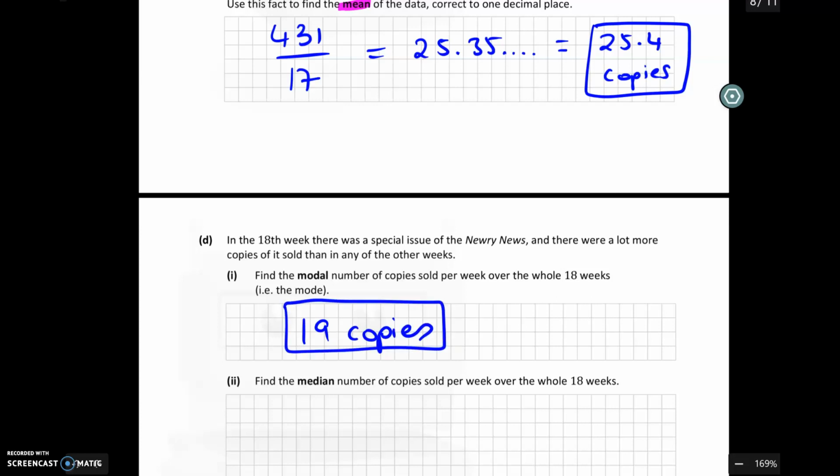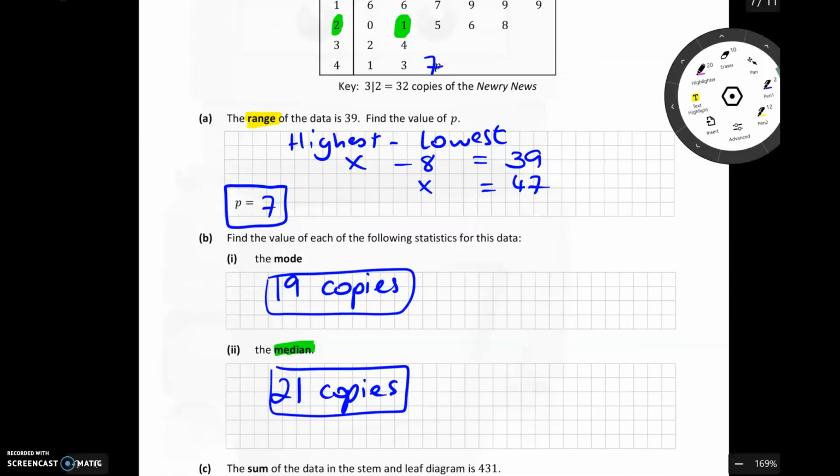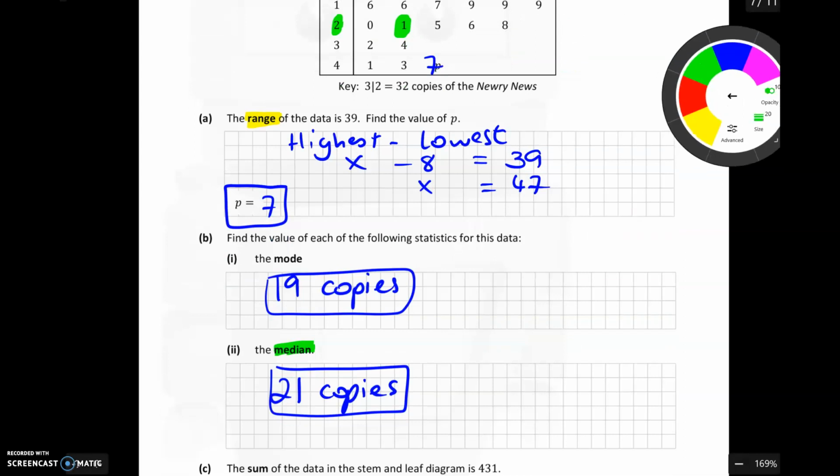Find the median number. Well, because there's now 18 weeks, okay, so the median we were doing in green. Okay, so if you think about this, there's now another number being added on here, right? We don't know what it is, right? Sorry, that's a question mark. So there's now 18 numbers.